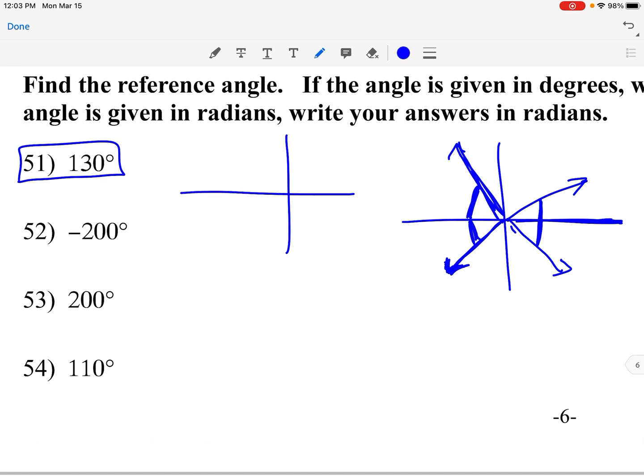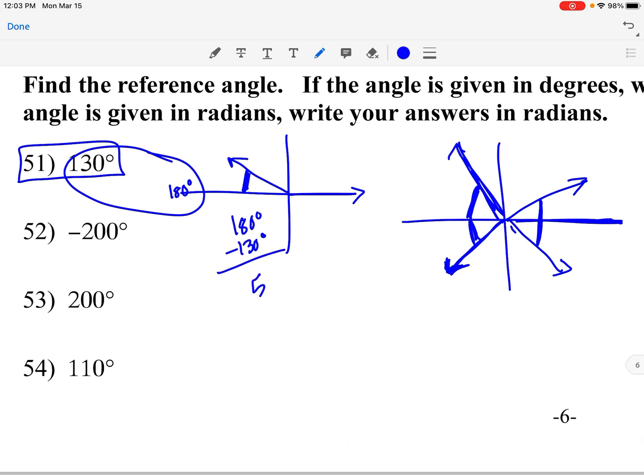If I sketch 130 degrees, and again, you don't have to sketch it if you know how to find this without, just show your work, that's totally fine. 130 I know ends over here in quadrant 2. I'm just sketching it, I don't have to draw it to scale. And I know the closest x-axis is going to be here at 180 degrees. So all I have to do is find the difference between 180 and 130, that's the distance between here and here. And remember, it's always positive, so just do the bigger one minus the smaller, and there's your reference angle right there.